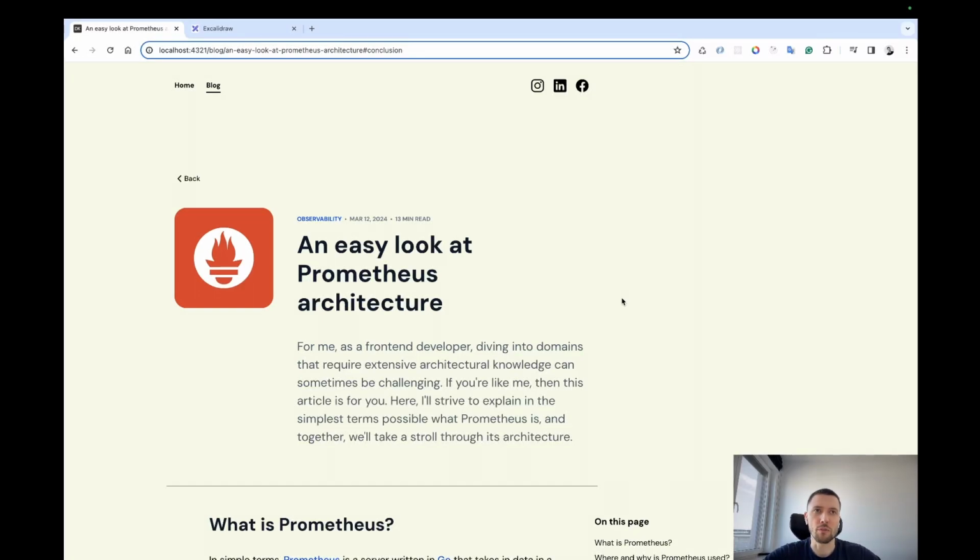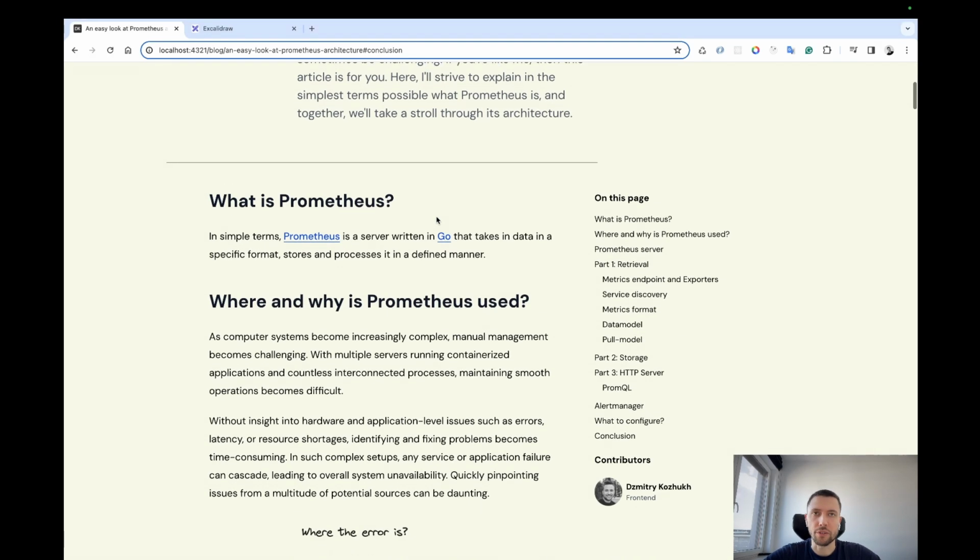Today we are diving into the world of Prometheus. For me, as a front-end developer, the domains that require extensive architectural knowledge can sometimes be challenging. And here I'll try to explain in the simplest terms possible what Prometheus is, and together we will take a look through its architecture. So let's get started.